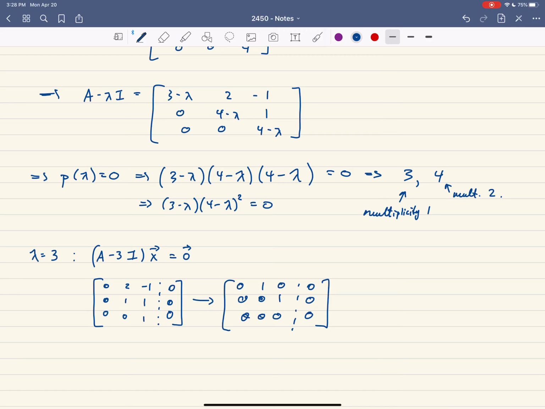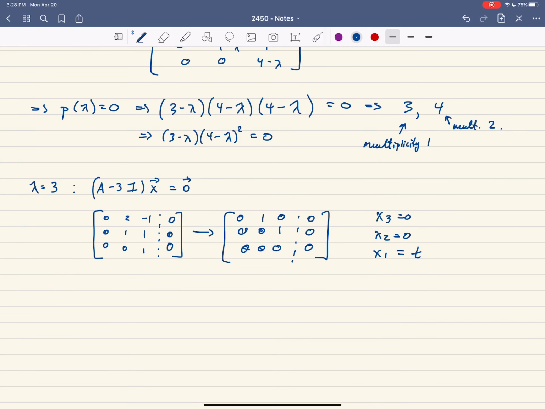If I wanted to study the solution here, notice that x3 is 0, x2 is 0, and x1 is free to be whatever we want it to be. So x1 is t. That means that the eigenspace E sub 3 is going to be the set of vectors t, 0, 0, where t is a real number. In other words, the span of the vector 1, 0, 0, being that vector i hat, the standard basis vector in the x direction. Anyway, so that's E3. That's the eigenspace there.